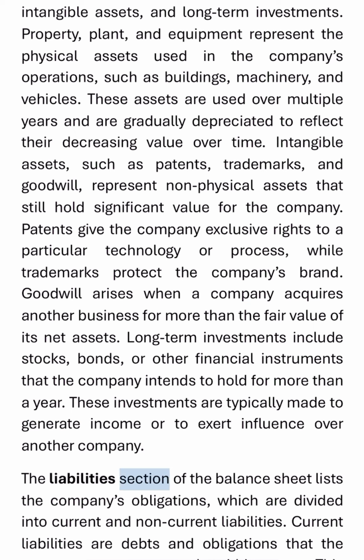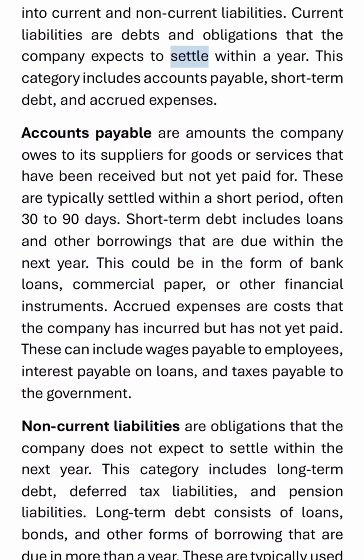The liabilities section of the balance sheet lists the company's obligations, which are divided into current and non-current liabilities. Current liabilities are debts and obligations that the company expects to settle within a year. This category includes accounts payable, short-term debt, and accrued expenses. Accounts payable are amounts the company owes to its suppliers for goods or services that have been received but not yet paid for. These are typically settled within a short period, often 30 to 90 days.